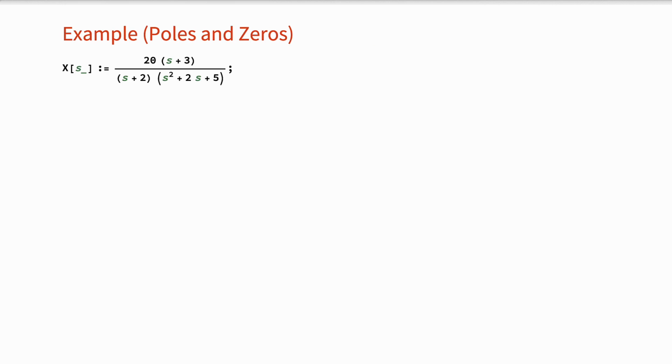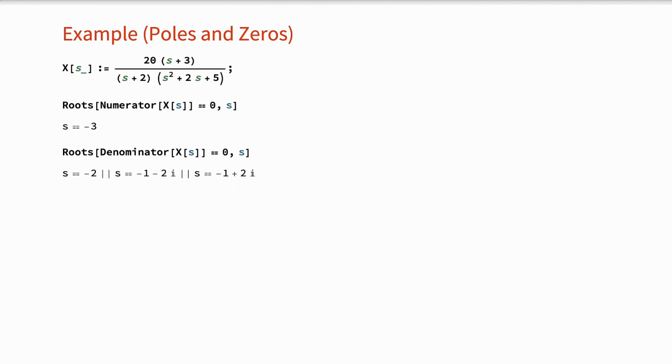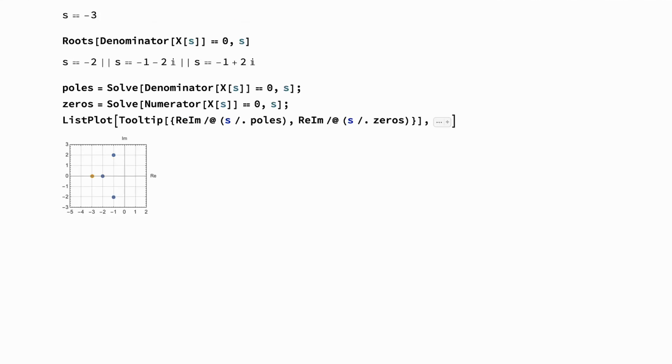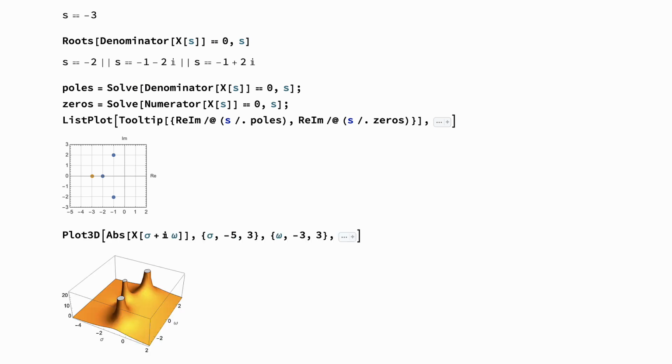Here we have a rational Laplace transform, and we can find its zeros, the roots of the numerator of X(s), and the poles, the roots of the denominator. A common visualization of the Laplace transform is simply a plot of the location of these poles and zeros. The poles are shown in blue and the zeros are shown in orange. And as before, we can have a surface plot of the magnitude of the Laplace transform as shown here.